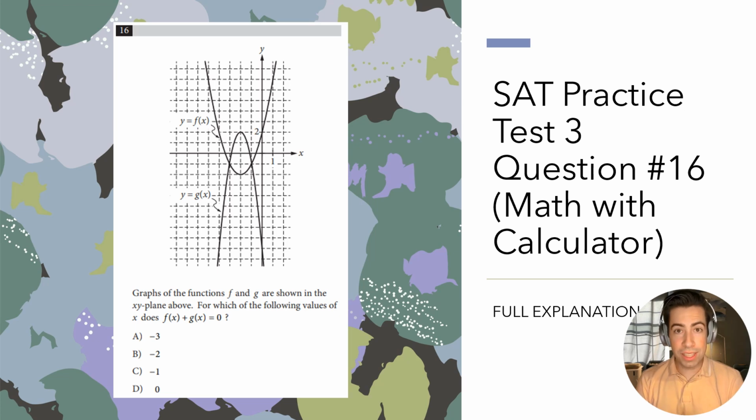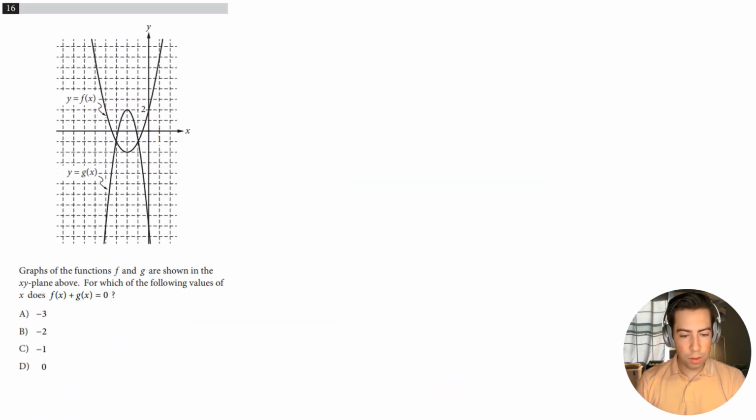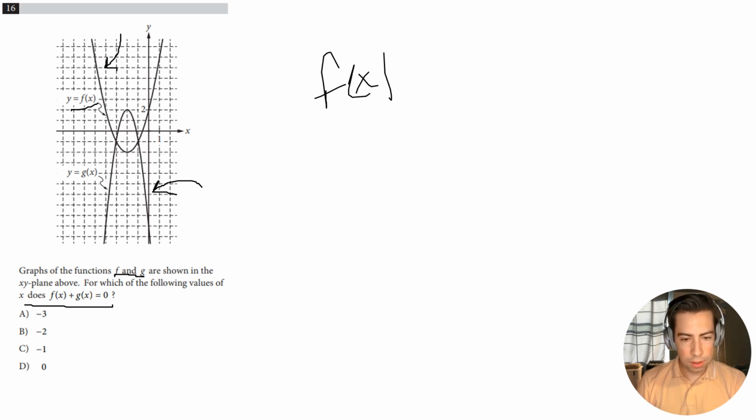All right, question number 16, let's get right into it. So we have graphs of the functions f and g shown in the xy plane above. For which of the following values of x does f of x plus g of x equal 0? All right, guys, so this little curve right here is going to be f of x, and this curve right here is going to be g of x. And they tell us that f of x plus g of x has to equal 0.